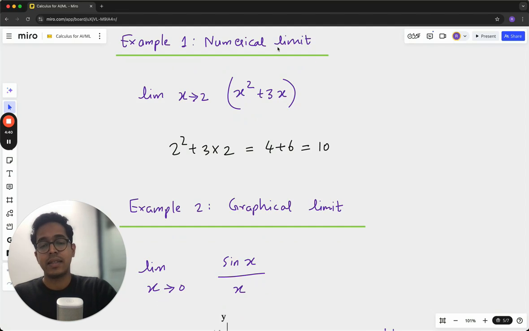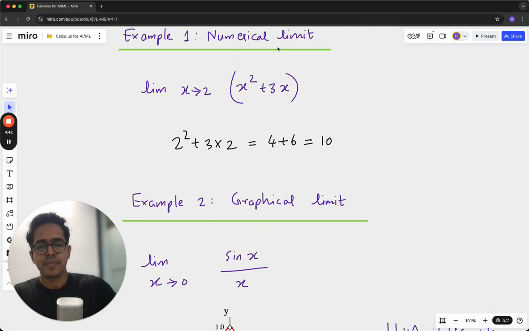Here is a classic example, sin x divided by x. What is limit x tends to 0 of sin x divided by x? You might think that as x tends to 0, the denominator is tending to 0, so it's like a division by 0. So is it not defined? But then you will also realize that actually sin x is also tending to 0.